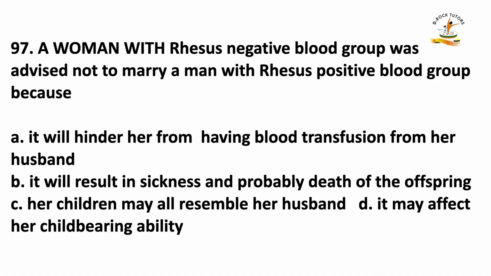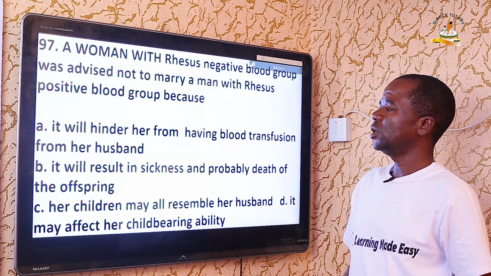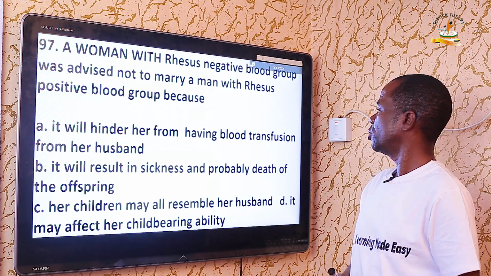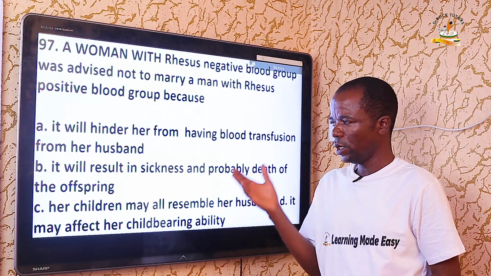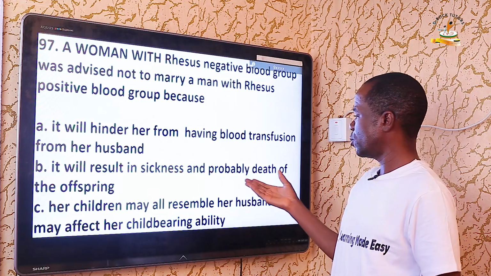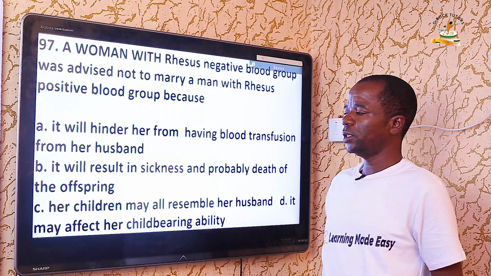Let's go to number 97 now. A woman with rhesus factor negative blood group was advised not to marry a man with rhesus factor positive blood group because option A, it will hinder her from having blood transfusion from her husband. That's definitely incorrect. Option B, it will result in sickness and probably death of the offspring. That's the correct answer.